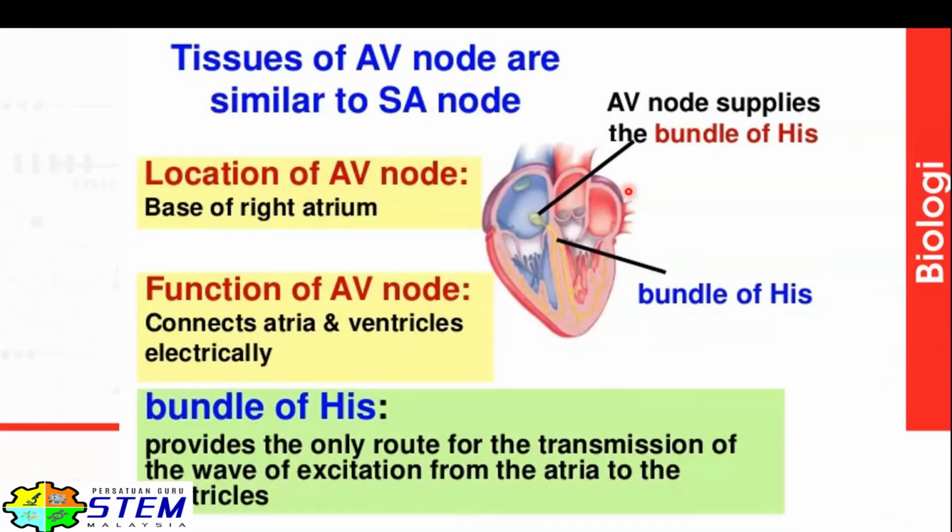The tissue of the AV node is similar to the SA node. So again, you have to know that the AV node is located at the base of the right atrium, still in the right atrium. Just now, the SA node was located near the entrance of the superior vena cava, while the AV node is located at the base of the right atrium. The function of the AV node is to connect the atria and the ventricles electrically. And the bundle of His will provide the only route for the transmission of the waves of excitation from the atria to the ventricles.